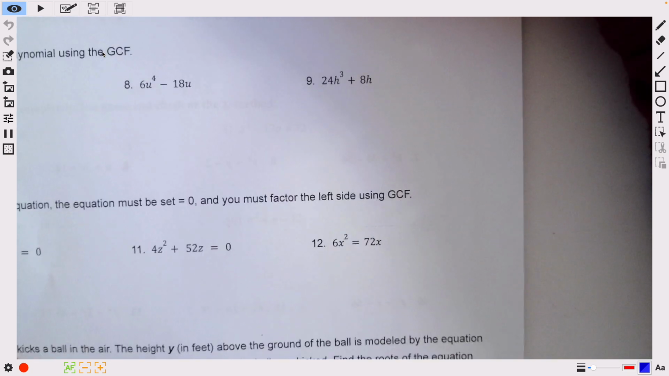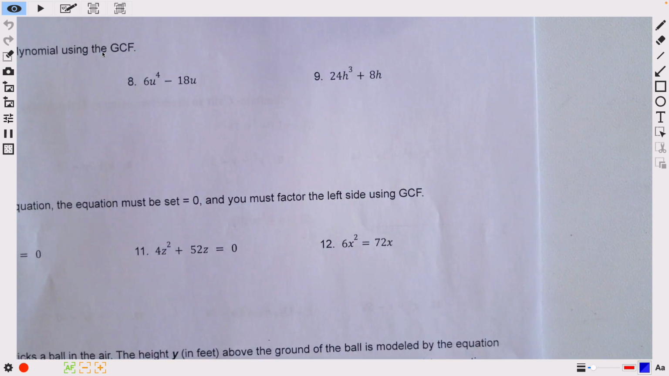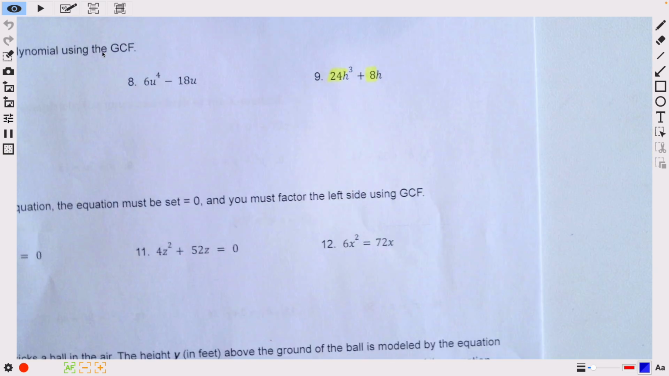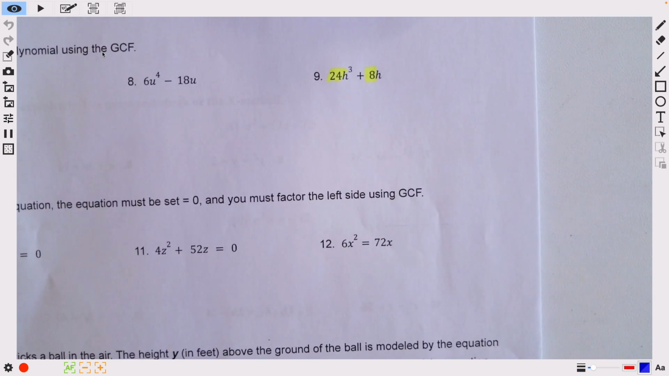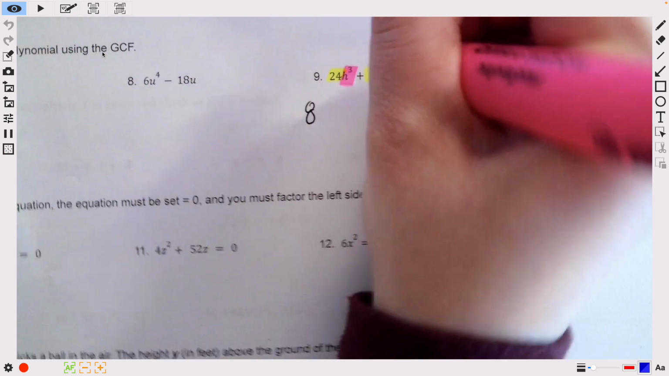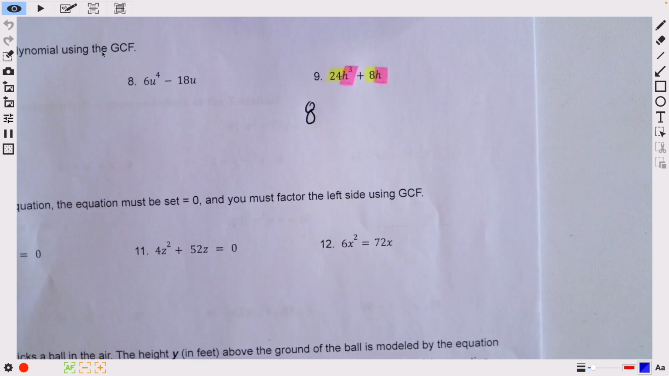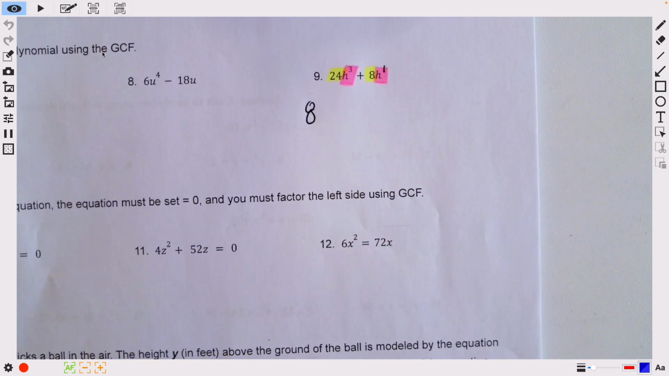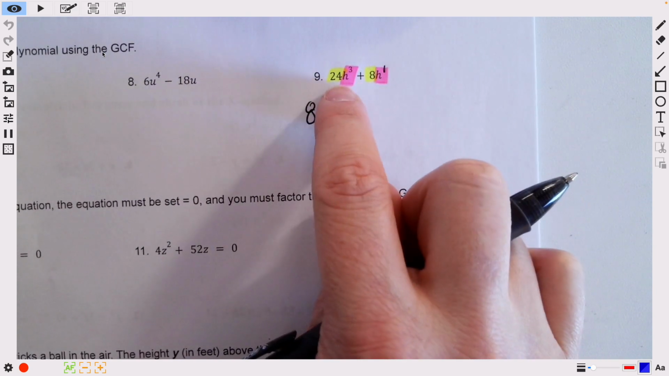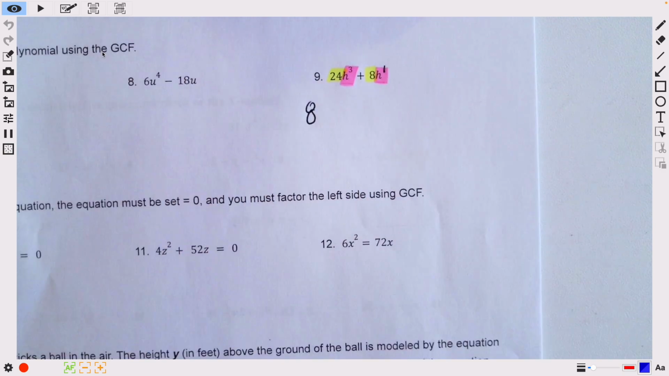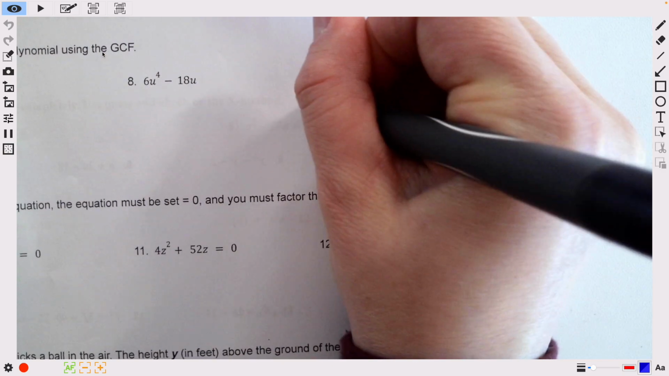Okay. So let's take a look at 9. I'm going to start with the numbers. Okay. Who'd like to give me the greatest common factor for 8 and 24? 8. Okay. Then I go to my variables, which again, you have to remember that an h by itself is h to the first power, not h to the 0 power. So what's the greatest common factor for h to the third and h to the first? H to the first, right? The lower exponent. Good. Which is just h.